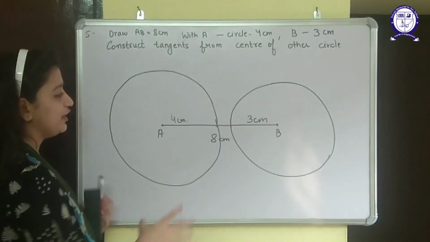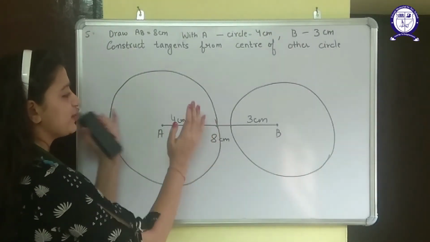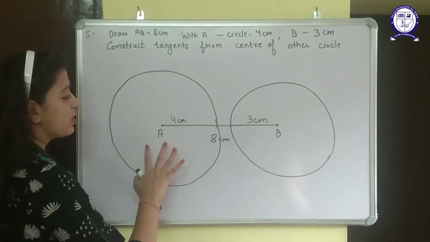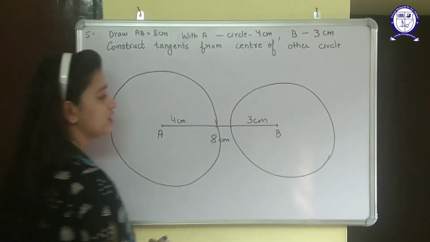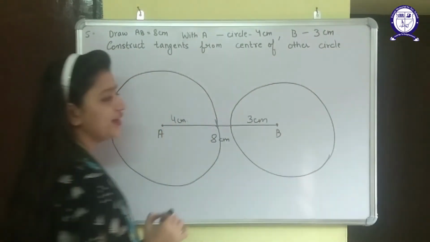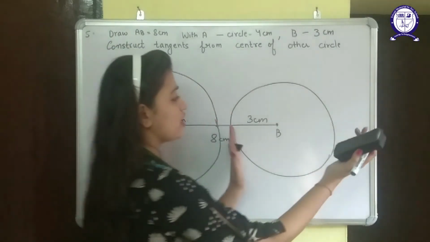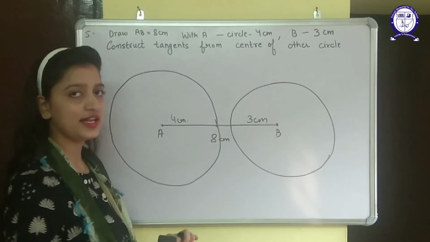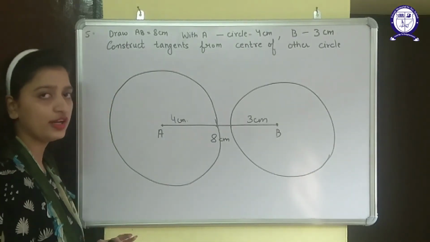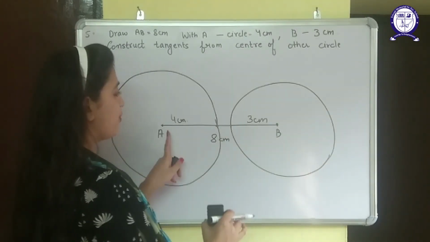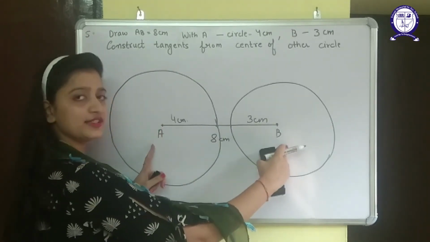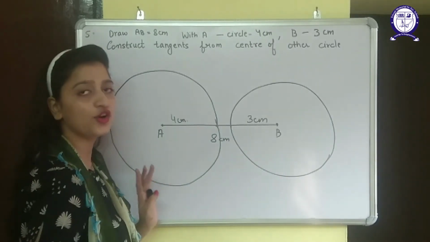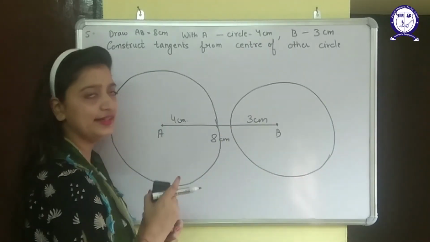Okay. First of all, I need to draw the tangent of this circle from the center of the other circle. That is, to this circle, I will draw the tangents from point B. Similarly, to this circle, I will draw the tangent from the point A. So now what were the steps? Drawing the perpendicular bisector of which line? For this point A, the external point is B, and for this point B, the external point is A. So I need to draw the perpendicular bisector of this line AB.